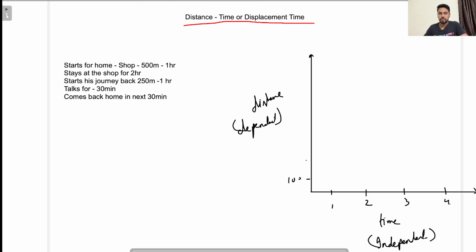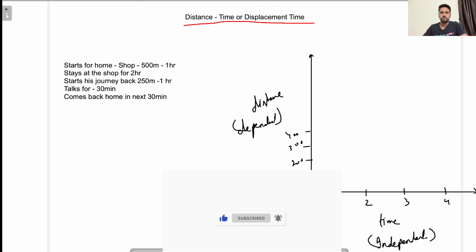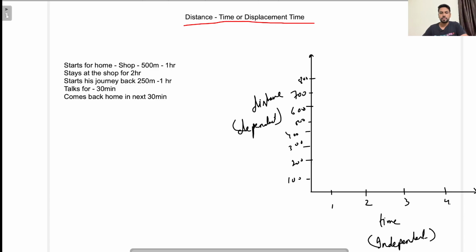100, 200, 300, 400, 500, 600, then I have 700, 800, 900, 1000. So I have given my distance axis.